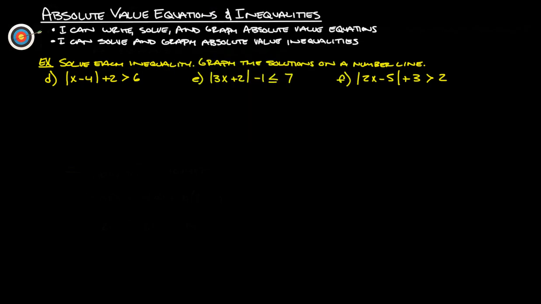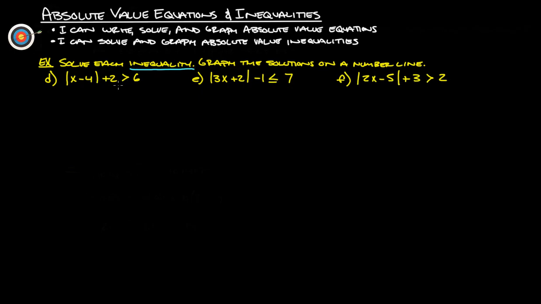All right. Last 3 here. Solve each inequality and graph the solutions on a number line. So we're going to do the same thing, and then at the end, all we're going to do is graph it onto a number line. Now, it's important to notice here that these are inequalities. Notice it's not an equal sign here.